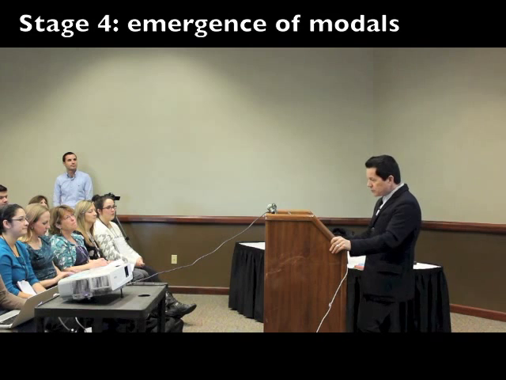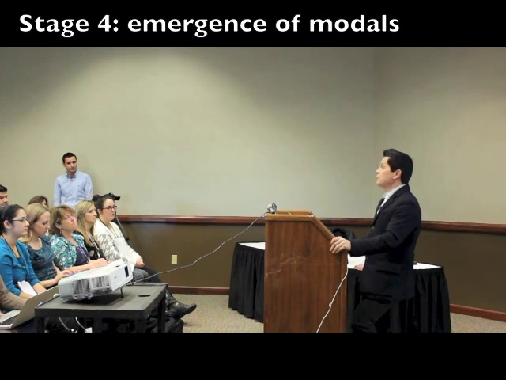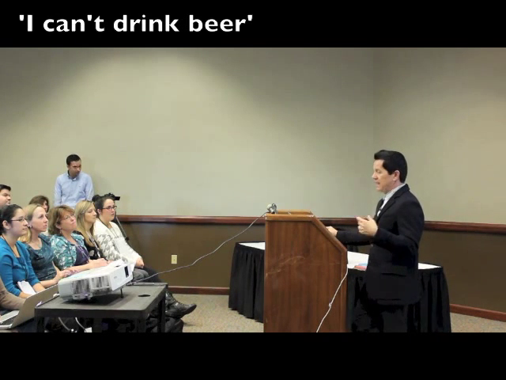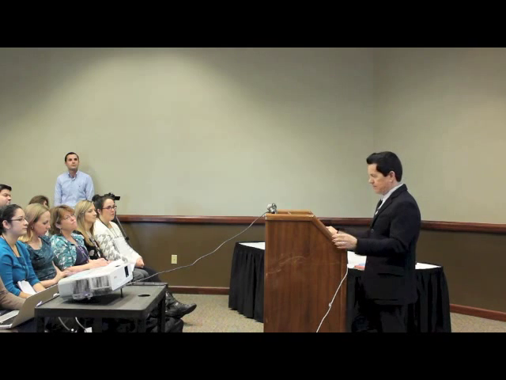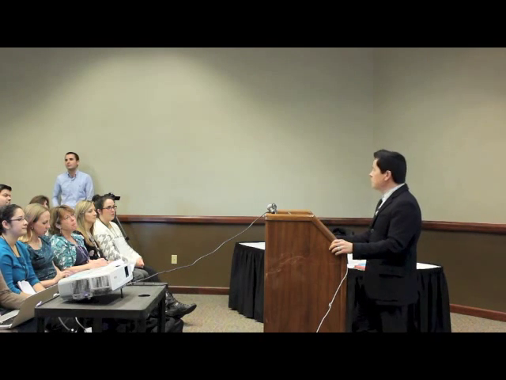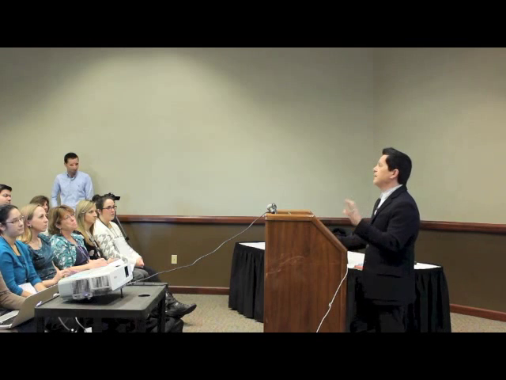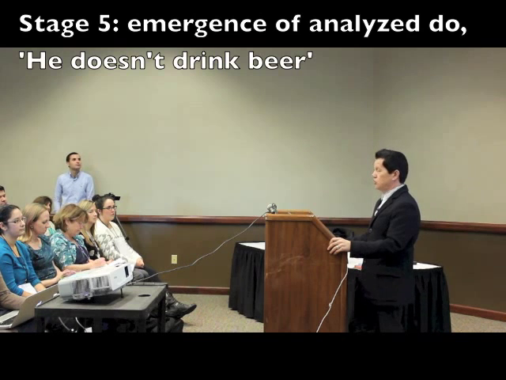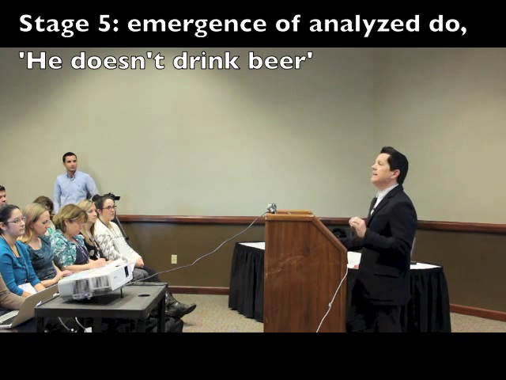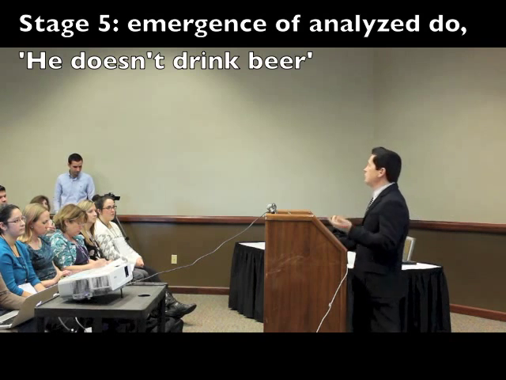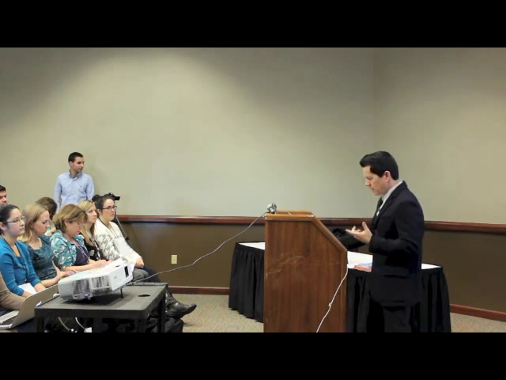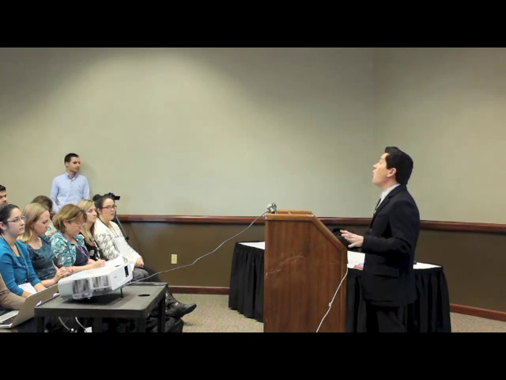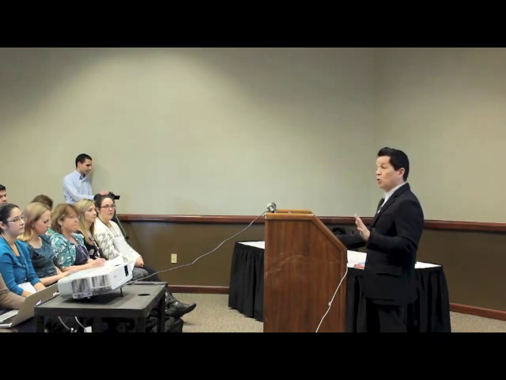Stage 4, we get the emergence of modals. That's where we get can and will and would and things like that. Usually "can't" is the first one. So we get "I can't drink beer," "I cannot drink beer," and so on. And then it's only after modals creep in and start to get in the system that we see the emergence and final stage of acquisition of analyzed "do." And we get "he doesn't drink beer," "he does not drink beer," "I don't drink beer," "I do not drink beer," and so on. So these are the classic stages, highly attested, non-controversial, and all language learners, regardless of their first language, go through these stages.